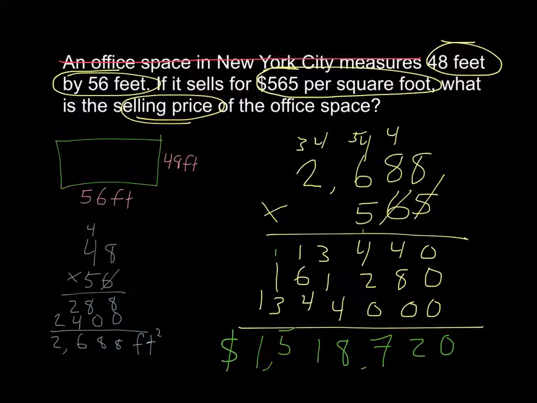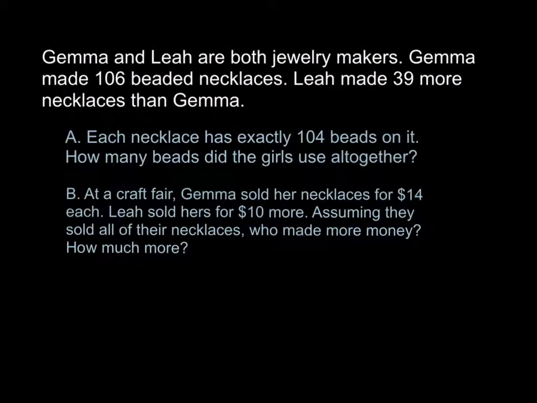Okay, let's try another problem. A little bit more complicated because there are more parts to it. Gemma and Leah are both jewelry makers. Gemma made 106 beaded necklaces. Leah made 39 more necklaces than Gemma. Part A. Each necklace has exactly 104 beads on it. How many beads did the girls use altogether?